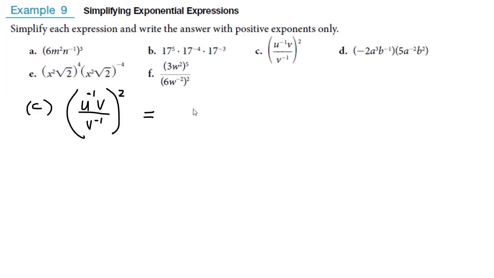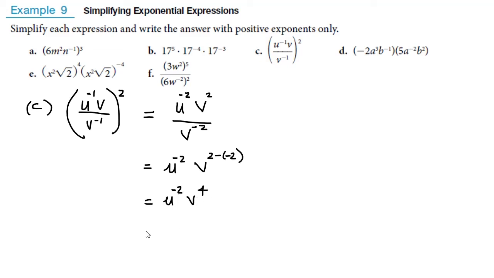So the first thing I'll do is apply the quotient product rule. So I have u to the negative 1 times 2, so that'll be negative 2, v squared all over v to the negative 1 times 2, so that's negative 2. Now I have u to the negative 2, and now I'm going to apply the quotient rule. So I have v to the 2, subtract negative 2 from the denominator, so u to the negative 2, v to the power 4.